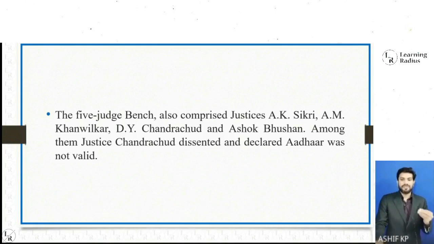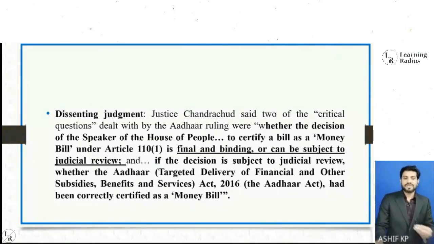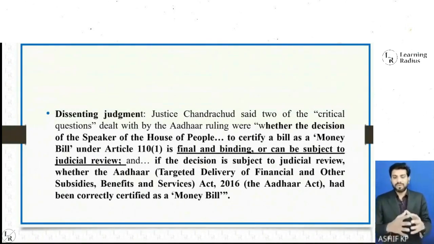The 5-judge bench also comprised Justice A.K. Sikri, A.M. Khanwilkar, D.Y. Chandrachud, and Ashok Bhushan. Among them, Justice Chandrachud dissented and declared Aadhaar was not valid. Now, what is the dissenting judgment? I'll just read the dissenting judgment for clarity. Justice Chandrachud said two of the critical questions dealt with in the Aadhaar ruling were whether the decision of the Speaker of the House of the People to certify a bill as a money bill under Article 110 Clause 1 is final and binding or can be subject to judicial review.